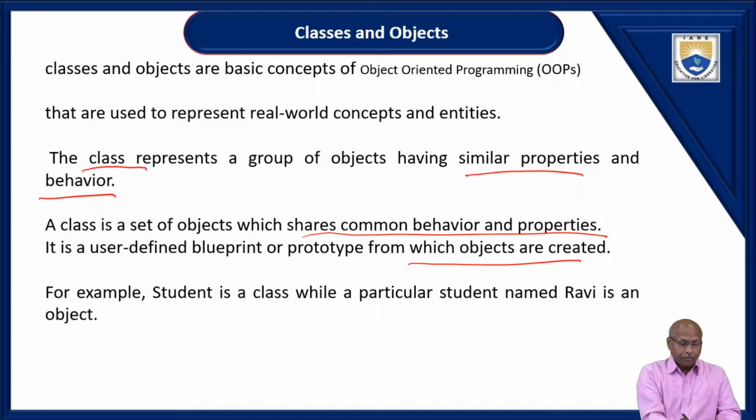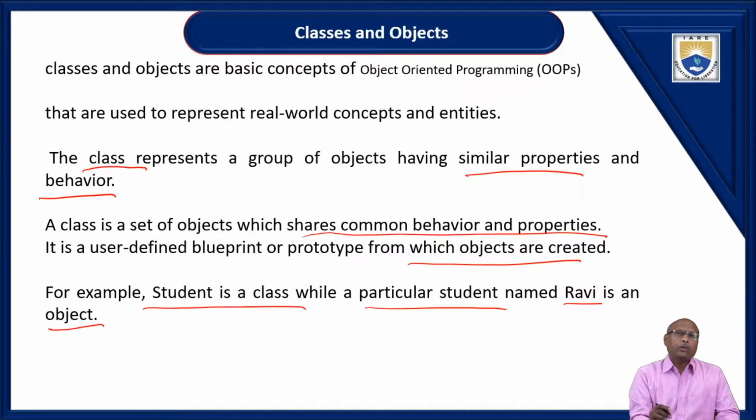For example, student is a class while a particular student, Mr. Ravi, is an object. So in a class there will be multiple students, but all the students have similar types of properties and similar types of behaviors. So one of the students is acting as one object of student type. So in object-oriented programming, you have to know two things, class and object. First of all, you have to define a class, then you have to create an object. So before creating an object, you have to define a class.